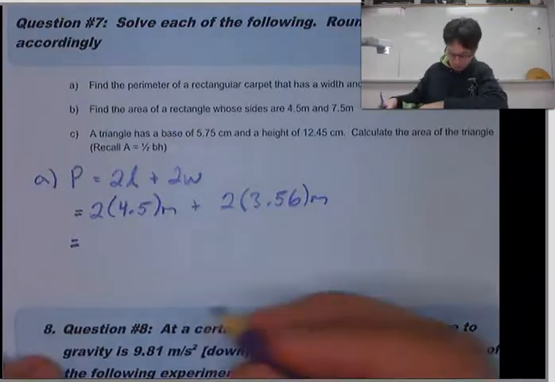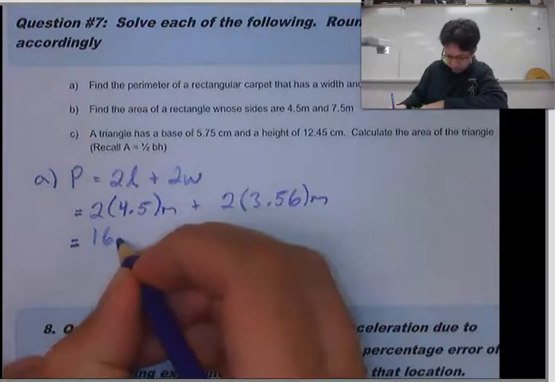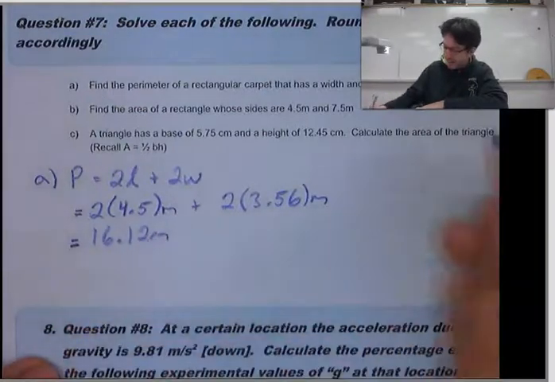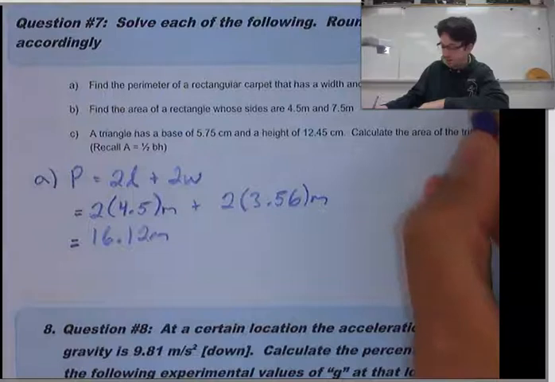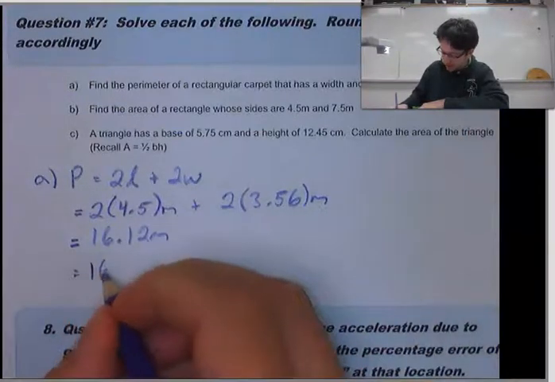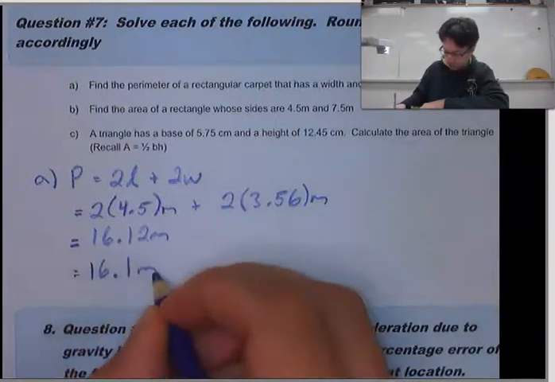And when you do that, you get 16.12 meters. But again, we're going to round to only 1 decimal place, so we're going to round that to 16.1 meters.